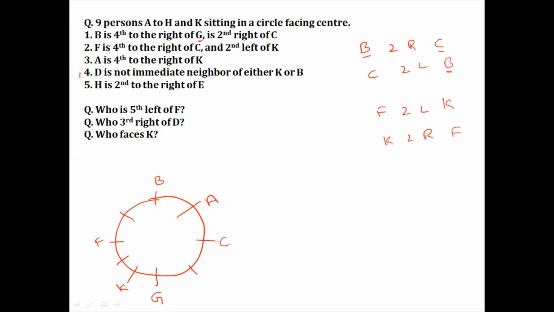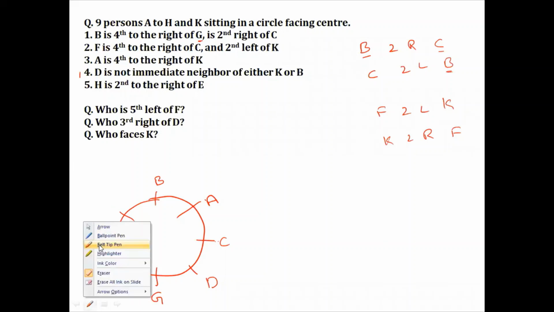D is not an immediate neighbor of either K or B. So D should not come in this place, D should not come in this place. So obviously D should be in this place. Next, H is second to the right of E. Now if I take H, obviously I should take E here, but it says H is second to the right of E. If you take it like this, E is second to the right of H, which is wrong. So if that is wrong, obviously we should take H as second to the right of E.